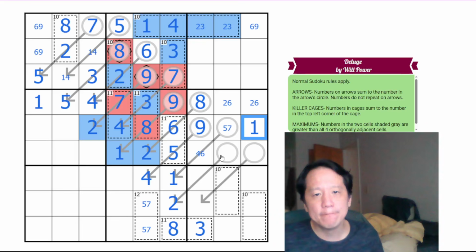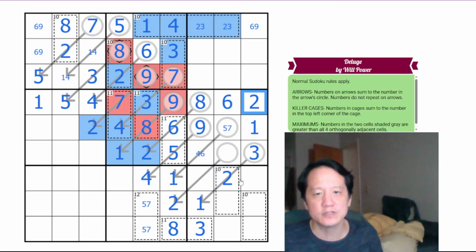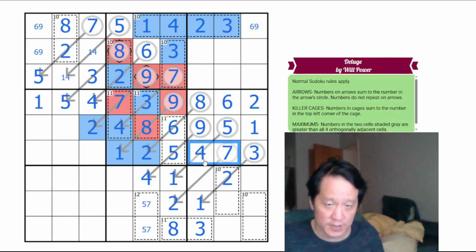3 has to be one of these 2 digits. And this cannot be 2 and 1 adding up to 3. So 3 has to be here, which makes this 1 and this 2. 2 eliminates 2 here, so it's 6 and 2. 2 eliminates 2 here, so it's 3 and 2 there. 6 eliminates 6 here, so it's 4, which makes this 5.